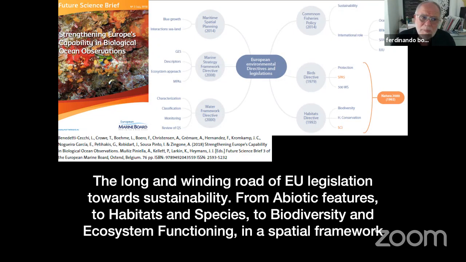So we need to upgrade our ocean observation systems. And this is what this document of the European Marine Board is all about: strengthening Europe's capability in biological ocean observations, because we are very good in physics and biogeochemistry and so on, but not very good in biodiversity and ecosystem functioning yet.